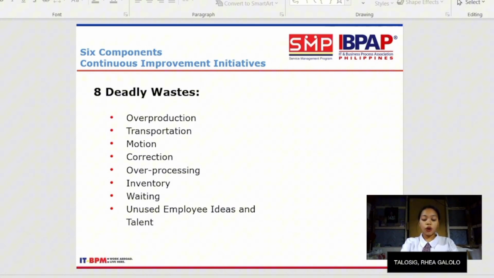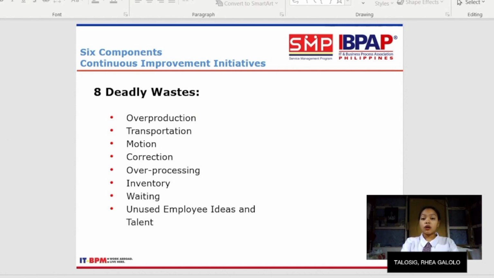Correction of all the defects or mistakes requires additional time, resources, and money to fix. Over-processing: multiple versions of the same task are created, required as a result of long, poorly designed processes that increase your cost, time, and resources.